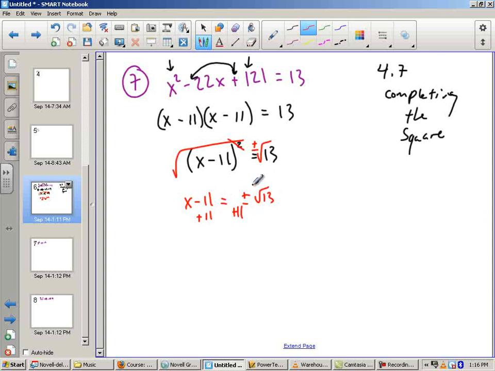When I add 11 to something that's got that plus and minus in front of it, I'd like to keep my answer as 11 plus or minus root 13. That's my answer. That's it.